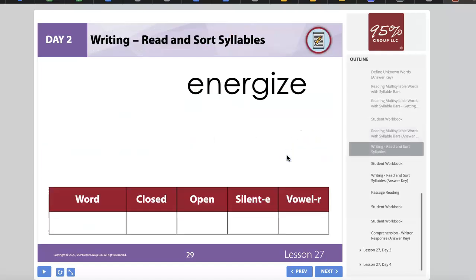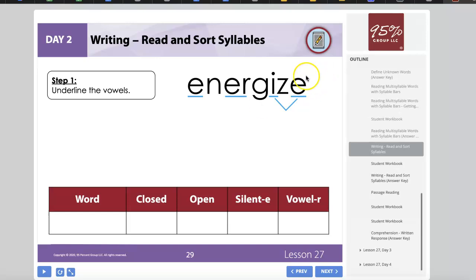Okay? All right, so everyone say energize. Okay? We are going to underline our vowels. The first thing we're going to do is underline the vowels. E, E, I, E. But hold on, Miss Franklin missed one. We've got to have ER underlined because that is a vowel R. Okay? And we got to draw our line because that is a long vowel silent E.